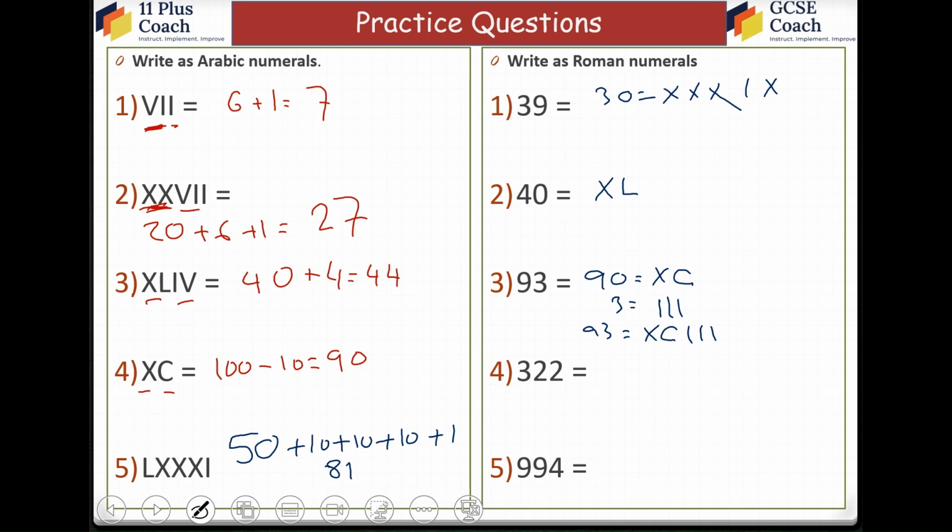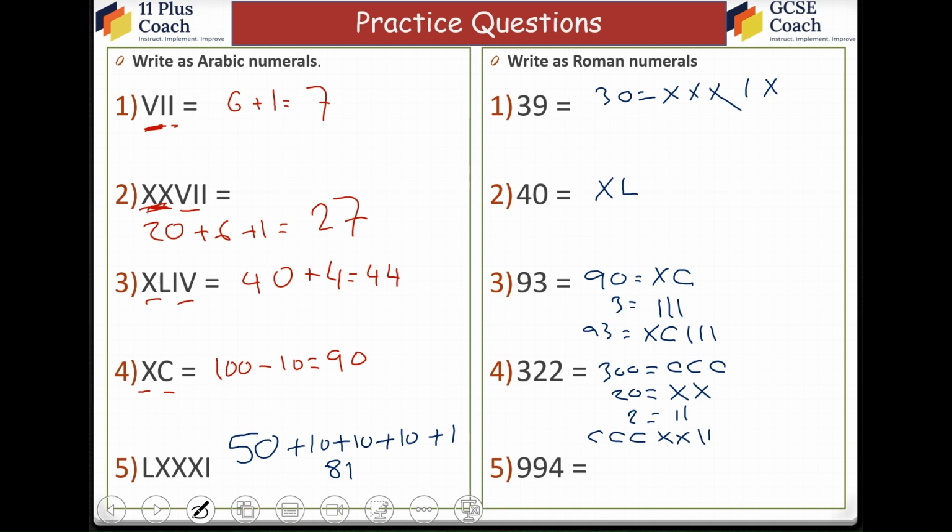The next one is 322. The number 300 will be 3 lots of hundreds, so that will be CCC. 20 will be 2 X's, X and X. And the number 2 will be II. So when you put them all together, you get CCCXXII, and hopefully you can appreciate how this can get very long writing a small number. So you can see one of the reasons why Roman numerals didn't last long in the world.